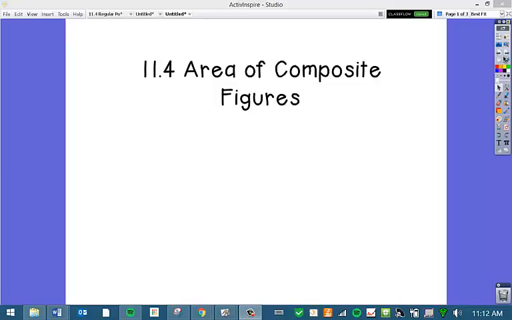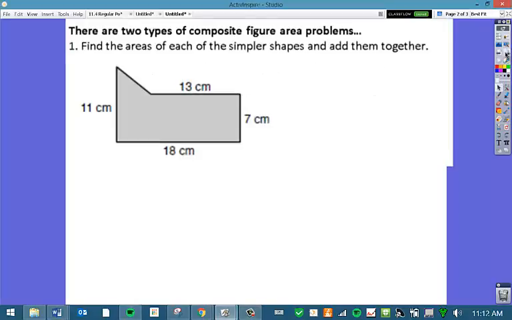Today we're in section 11.4 and we're finding the area of composite figures. So what is a composite figure? A composite figure is when you're either combining two polygons, two shapes together, so you would add their areas, or you're removing a part from a shape. So you're subtracting two areas. The first type is when you find the areas of the simpler shapes and add them together.